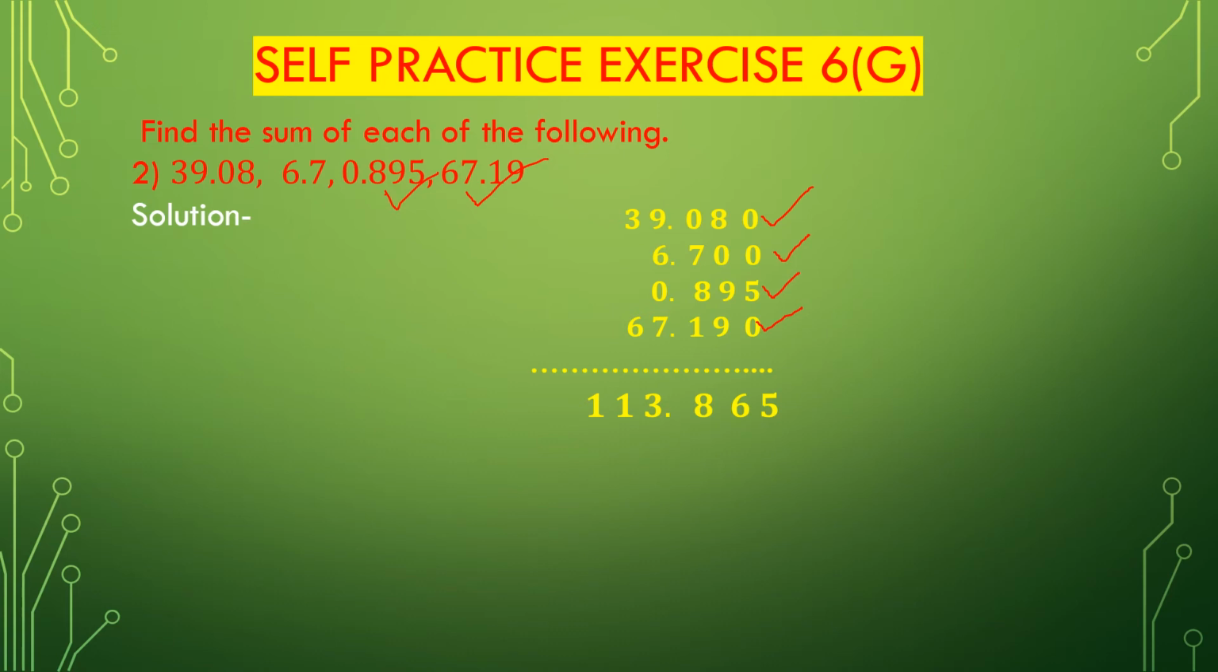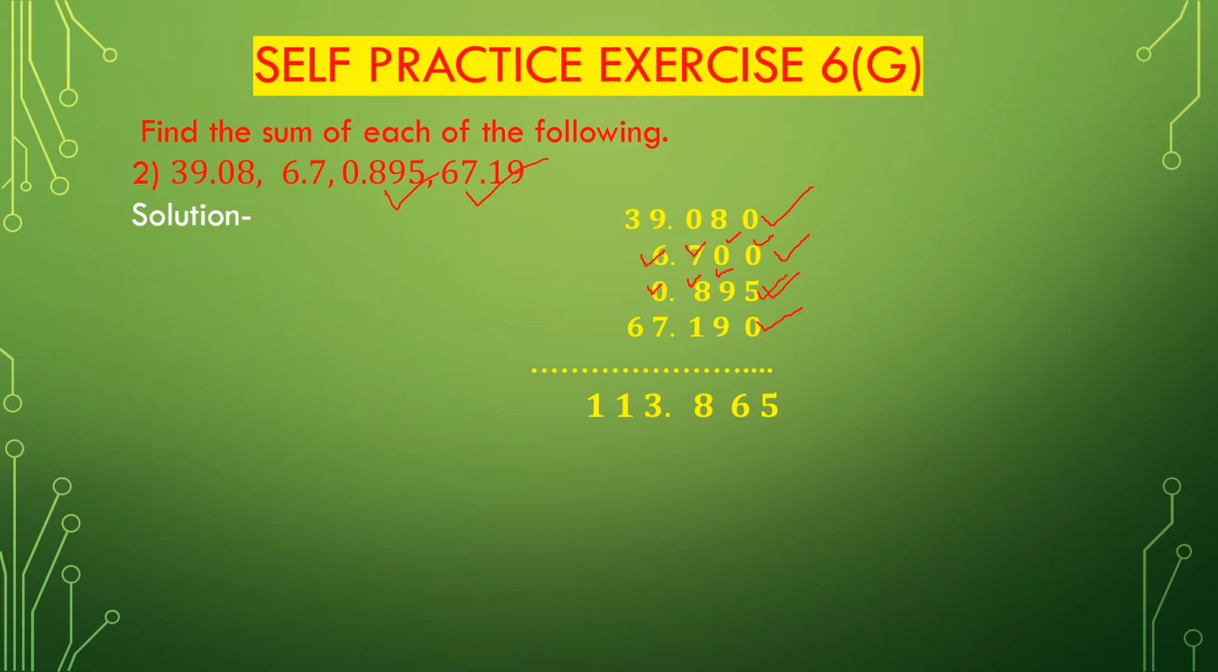Now write down 39.080 in vertical form. In 39.080, below 9 we have to write 6.700. Below 9 we have to write 6. Then below 0 we have to write 7. Below 8 we have to write 0. Below 0 write down 0. Then 0.895. Below 6 we have to write 0. Below 7 write down 8. Below 0 write down 9. And below 0 write down 5.